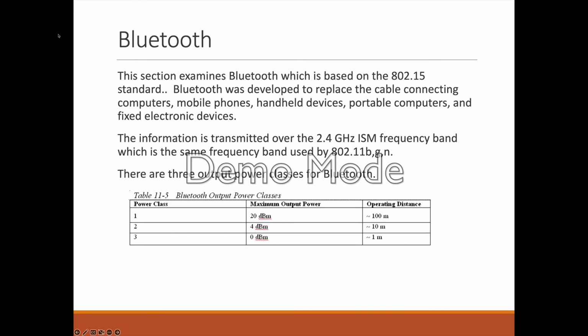Bluetooth, I think we all use Bluetooth for something. It's an awesome technology. Can something else be better than that? I don't know. It'd be nice if someone came up with something cool. But it uses 2.4 gigahertz. It's using the 11B, G, and N network. And so the maximum output power and operating distance. The caveat to this one is the distance. It's not the best distance on Bluetooth. It only works for a period of time.